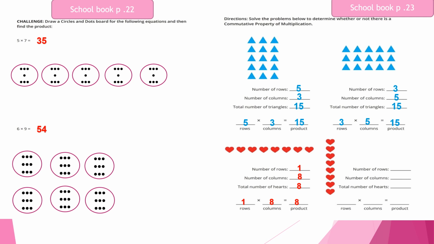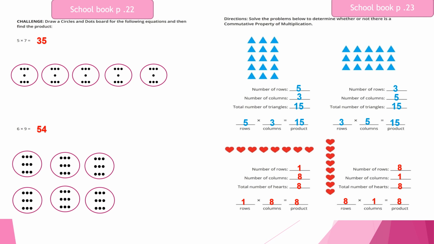Okay, here in the next array, number of rows. How many rows do we have? 1, 2, 3, 4, 5, 6, 7, 8. Number of columns. How many columns? Just 1. So the total will be 8 times 1 equals 8. So they are the same.